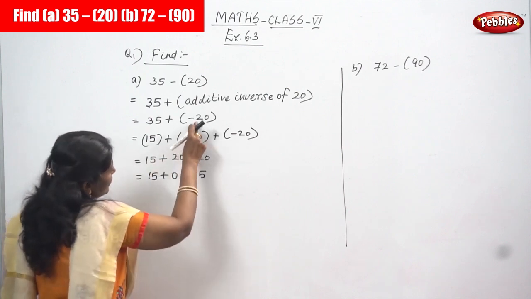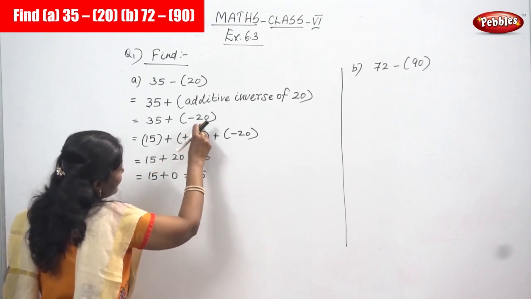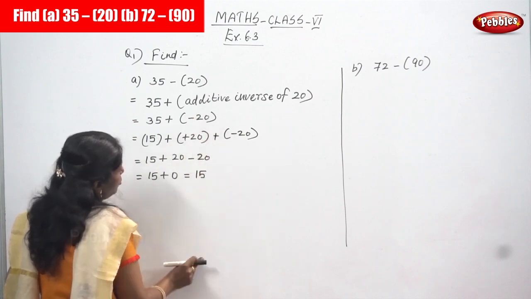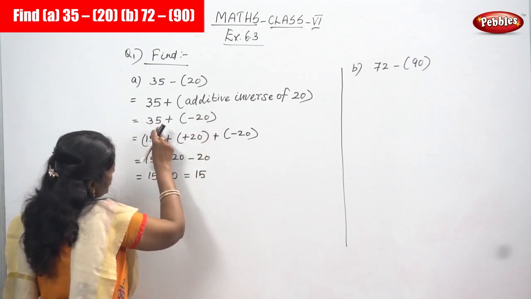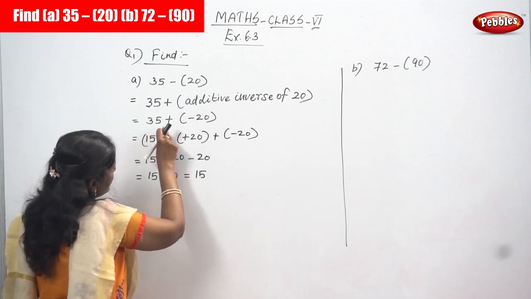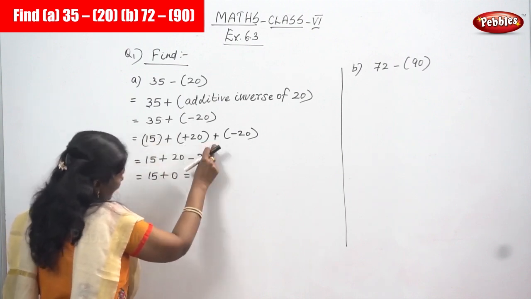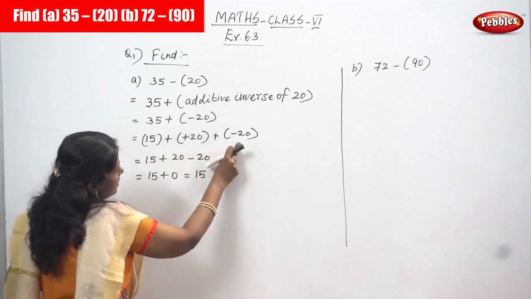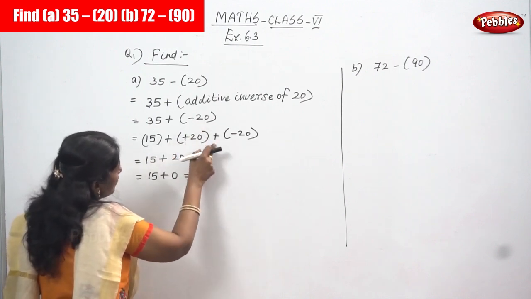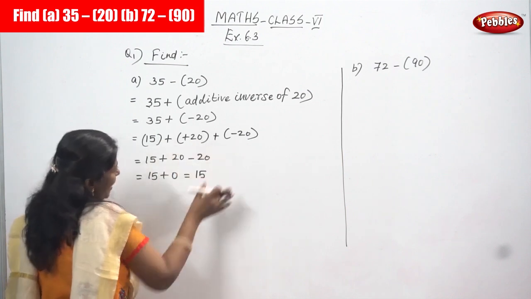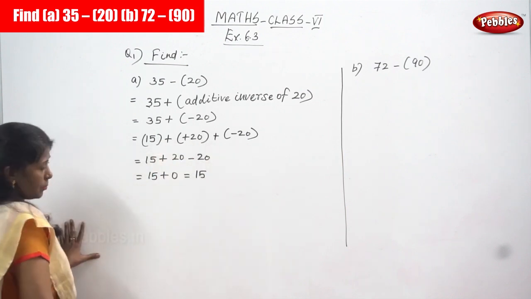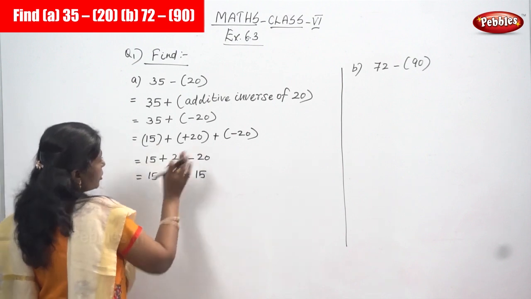So minus 20 is the second integer, a negative integer value. 35 is a positive integer, the first value. So this 35 becomes 15 plus 20, then plus, then minus 20. Why are you using plus? Because it is also addition, so that is why you are using the positive sign. After that you have to remove the brackets.